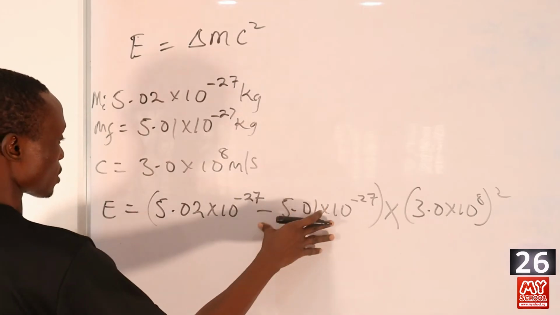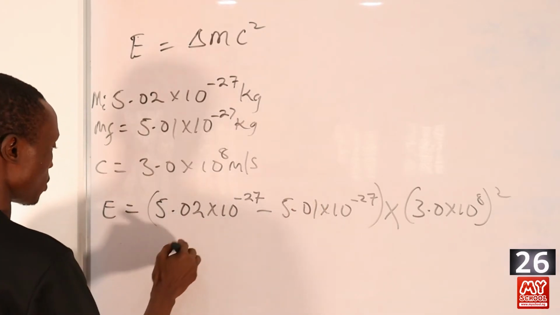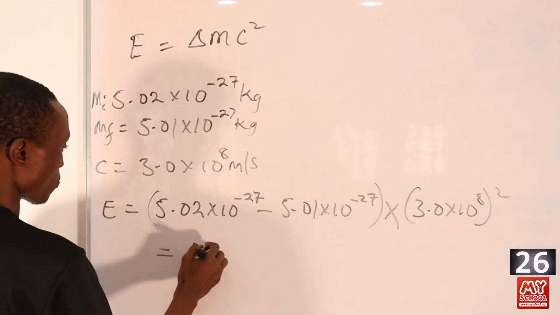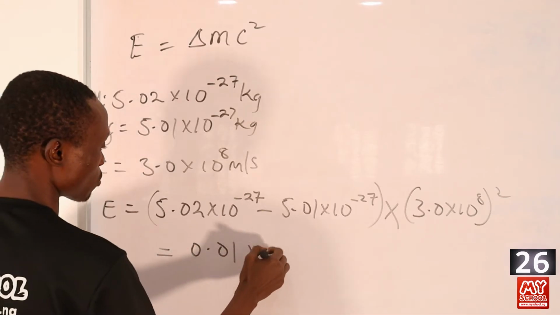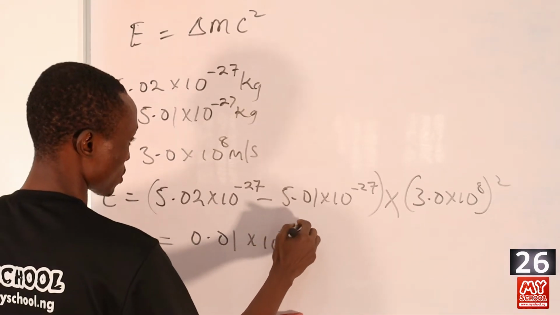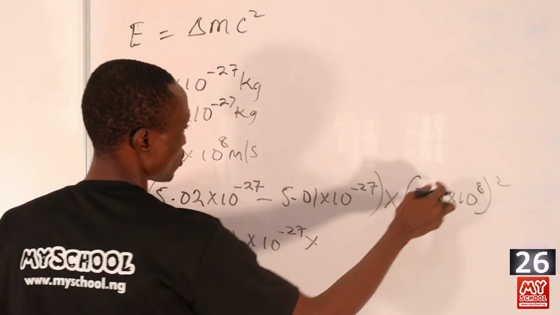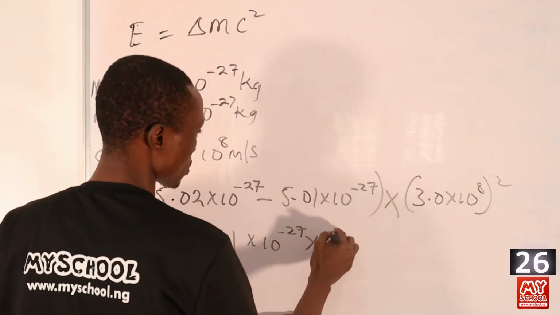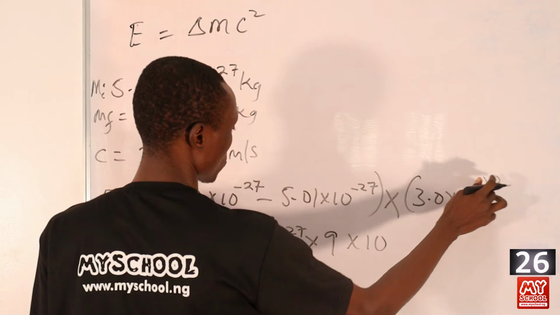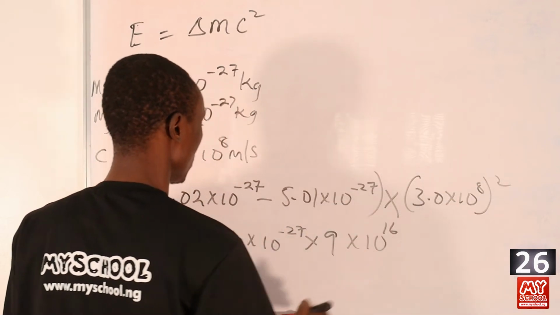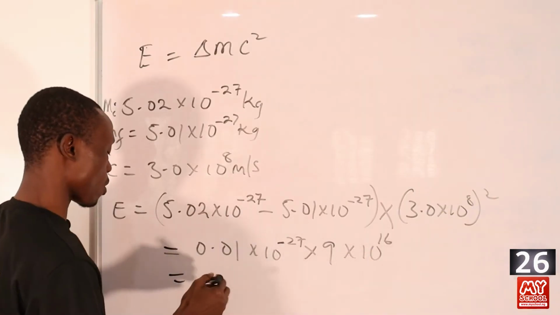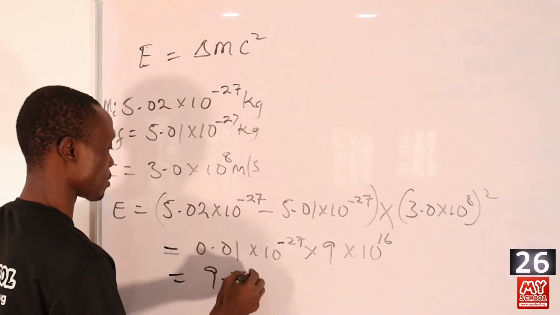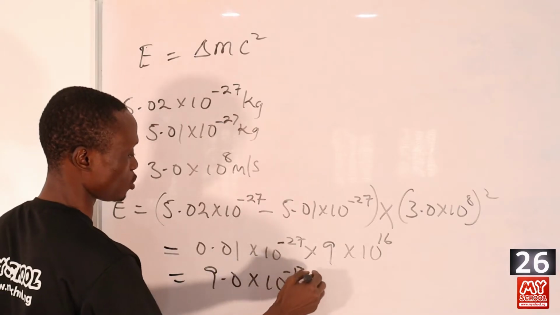If we subtract these two, we'll be having 0.01 times 10 raised to power minus 27, then times, we are going to square this, that will give us 9, then times, of course we multiply the two powers, that will give us 16. So when we multiply these two values together, we'll be having 9.0 times 10 raised to power minus 13 joules.